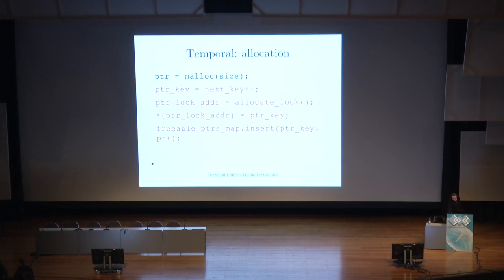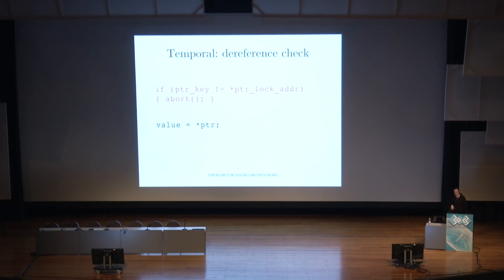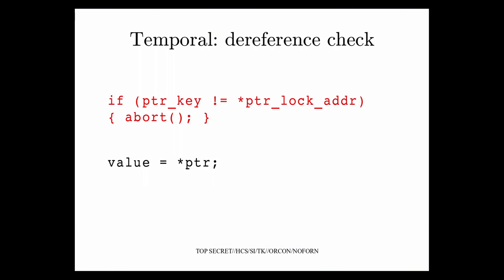And then we have an association between a pointer and the lock. At the moment where free is called, the memory that holds the lock is reset to zero. I hope that will get obvious in the next slide. So that's the check that's introduced there.